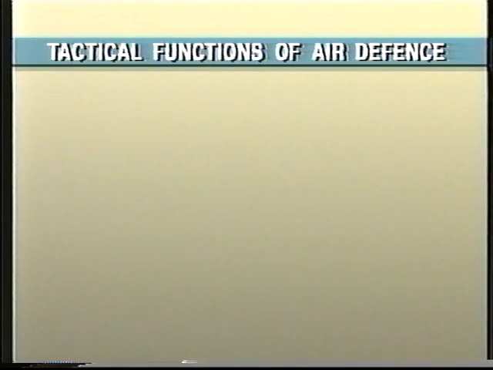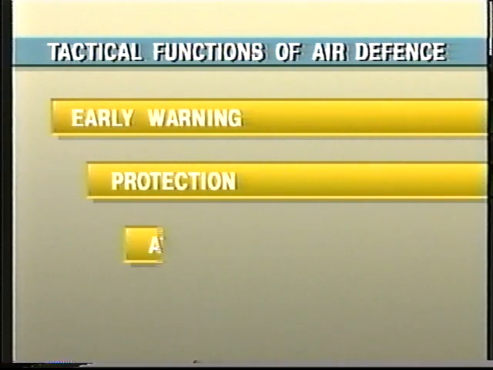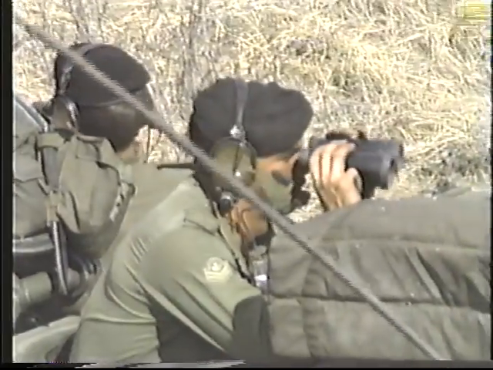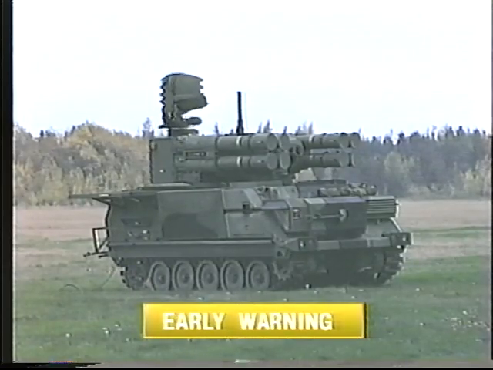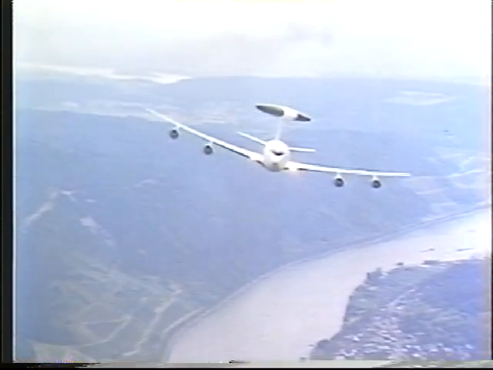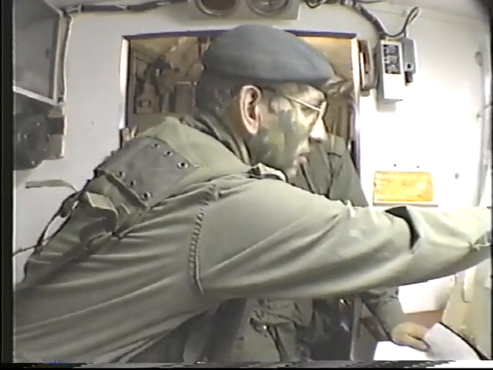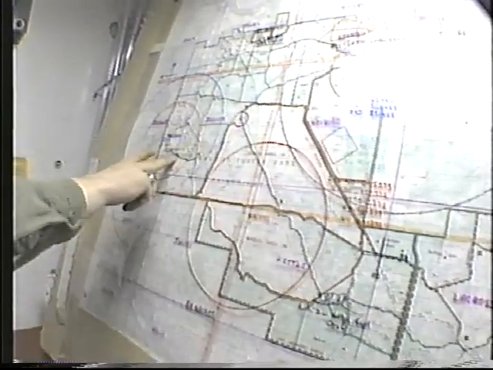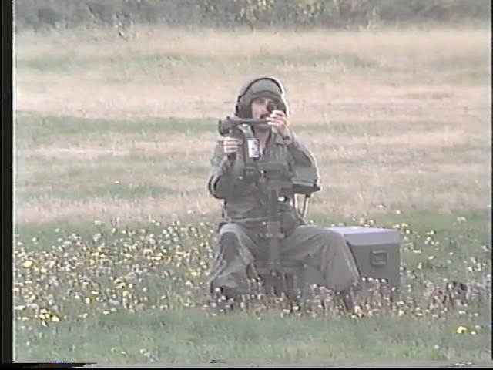The functions of tactical air defense involve early warning, protection, attrition, and airspace control. Early warning of an attack comes from many sources, including air defense artillery fire units' early warning radars and specialized radars and sensors in the control and reporting system. The early warning function also involves air defense artillery commanders allotting resources, alerting local air defense and ground force units, maintaining the required degree of response, and queuing weapon systems to meet the incoming threat.